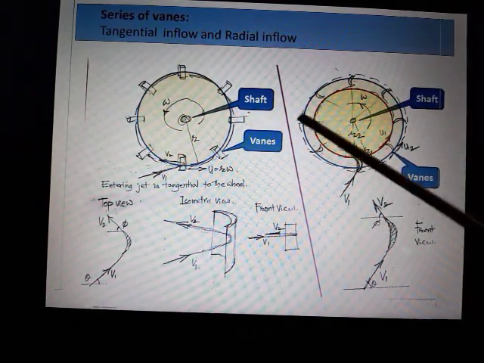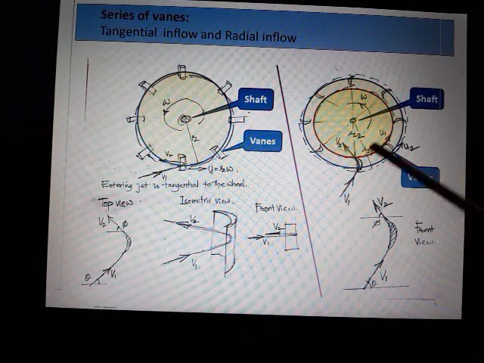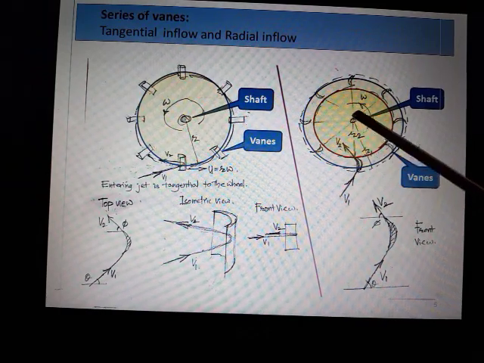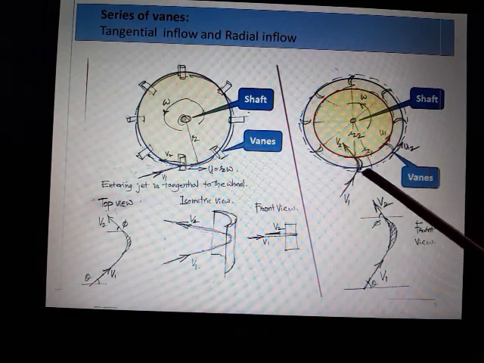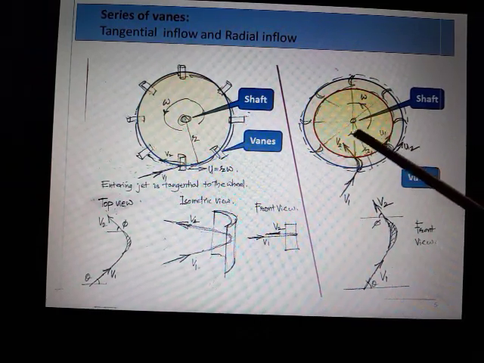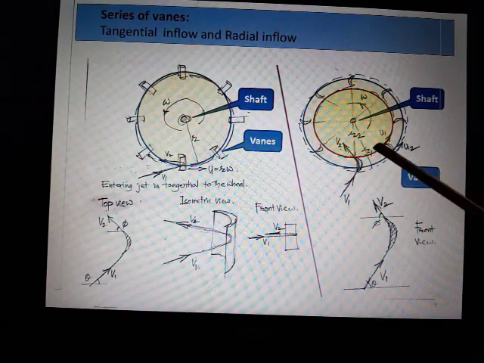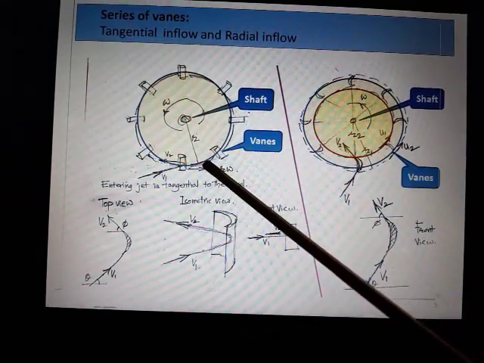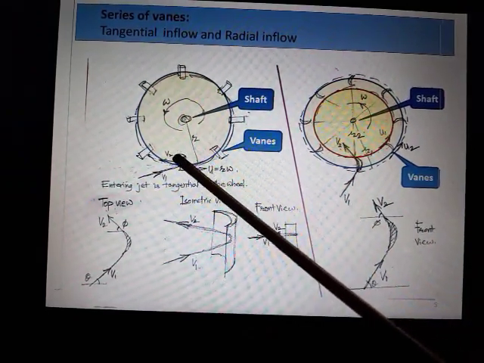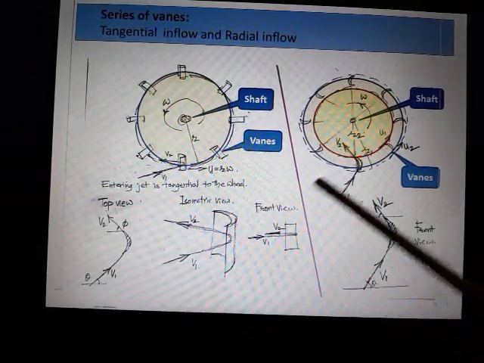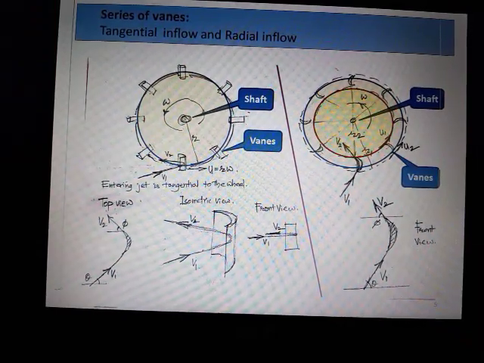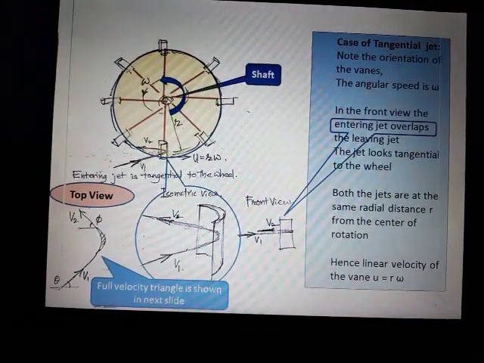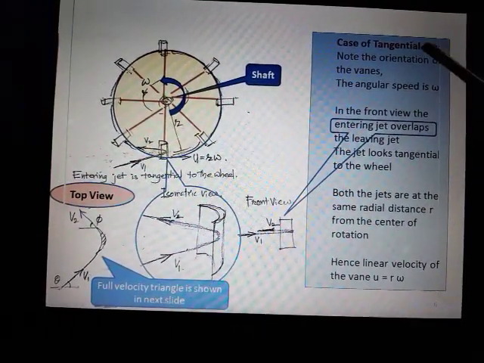The outer blue circle is the entry circle, the entry point, and the red circle shows radius R2 where the jet is going out. So R2 is the distance of exit, R1 is the distance of entry. Here in tangential flow, both entry and exit are at the same radial distance. So this is tangential flow.